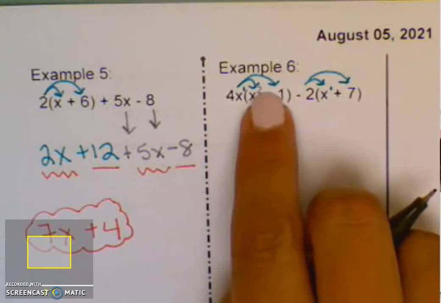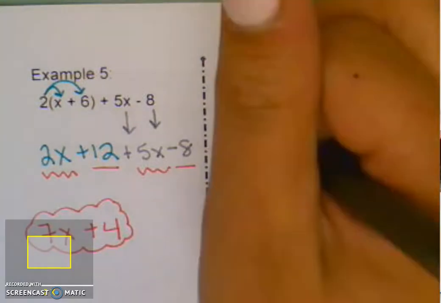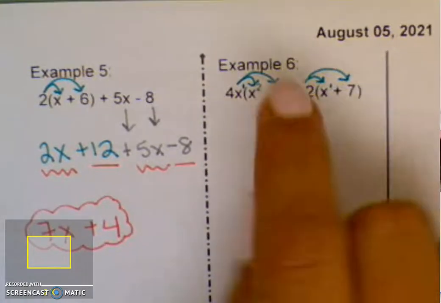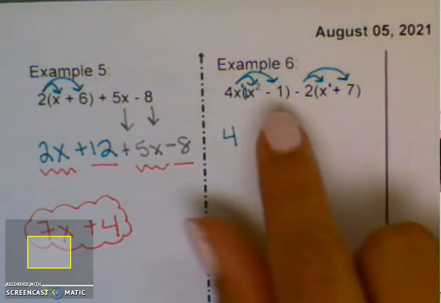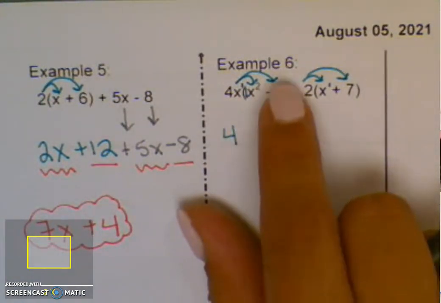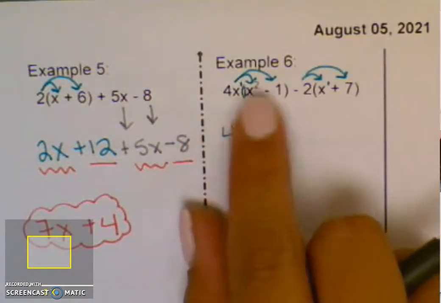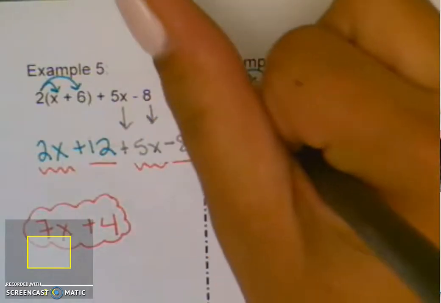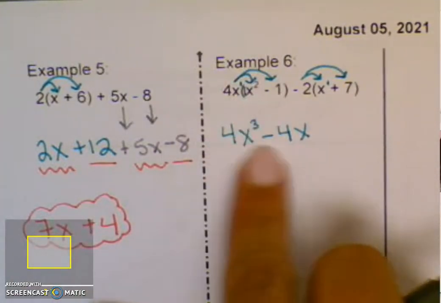4x times x squared, we're multiplying, so you have to add exponents. So there's a 4 times nothing, no extra number out front here. So remember, it's a 4 times a 1, so that's a 4. X to the 1 and x squared, you add exponents, so x cubed. 4x times -1 is a -4x. So everything in this first part is this blue.